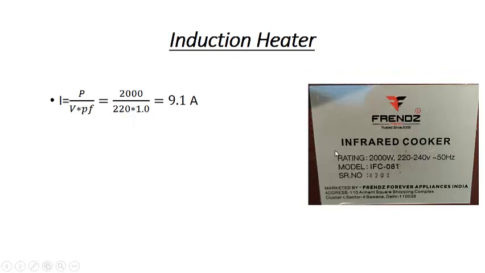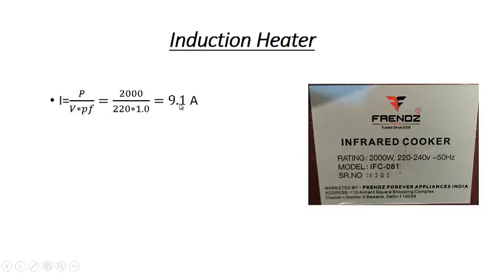For the induction heater, it's actually an infrared cooker that we have. I have taken a photograph of its rating nameplate. Its power rating is 2000 watt, its voltage is 230 to 240, it will work well if the voltage changes within this range, and frequency is 50 Hz. While calculating the rated current, I have just taken 220 volt. By taking 220 volt, I will calculate the worst case condition. This is the highest current, because when I divide by 240, the current will be less. You should always try to design for the worst case condition.